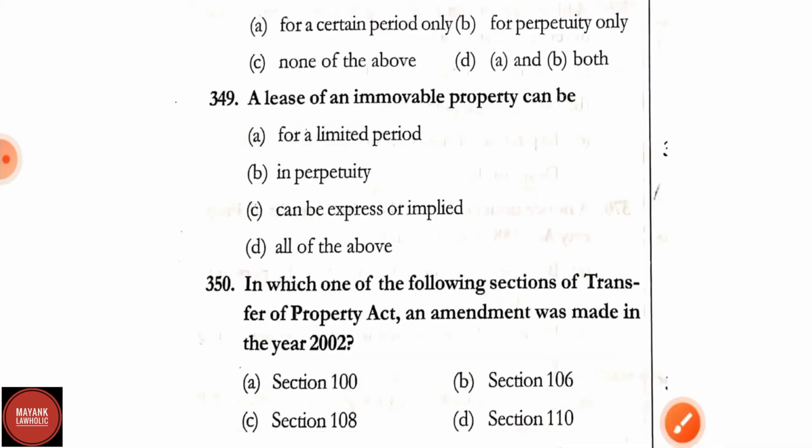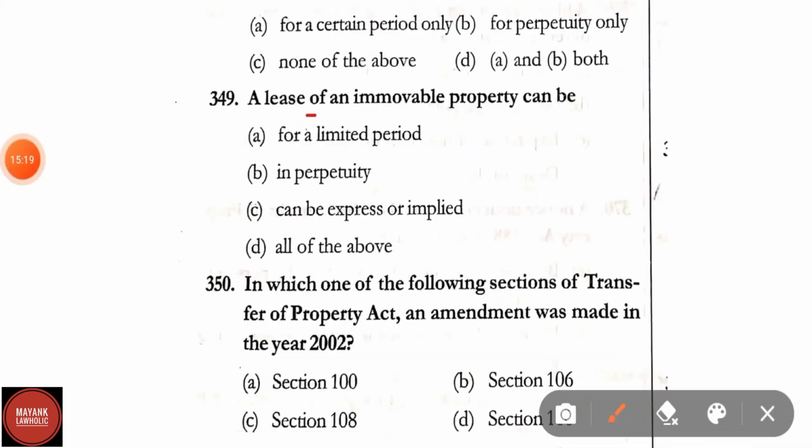Question number 349. A lease of an immovable property can be for a limited period, in perpetuity, can be express or implied, all of the above. Correct answer is option D, that is all of the above.